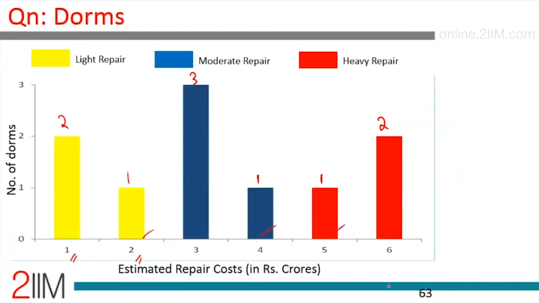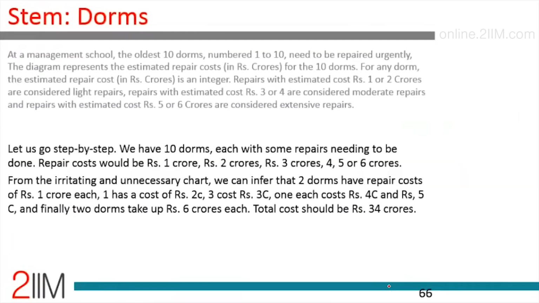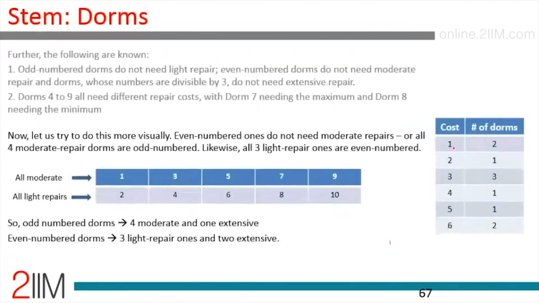So I'm going to capture this as a table like this and not as a chart. It becomes very tough to imagine the chart. Cost of 1 crore, there are 2 DOMs. 2 crores, there's 1 DOM. 3 crores, there are 3 DOMs. 4 crores, 1 DOM. 5 crores, 1 DOM. And 6 crores, 2 DOMs.